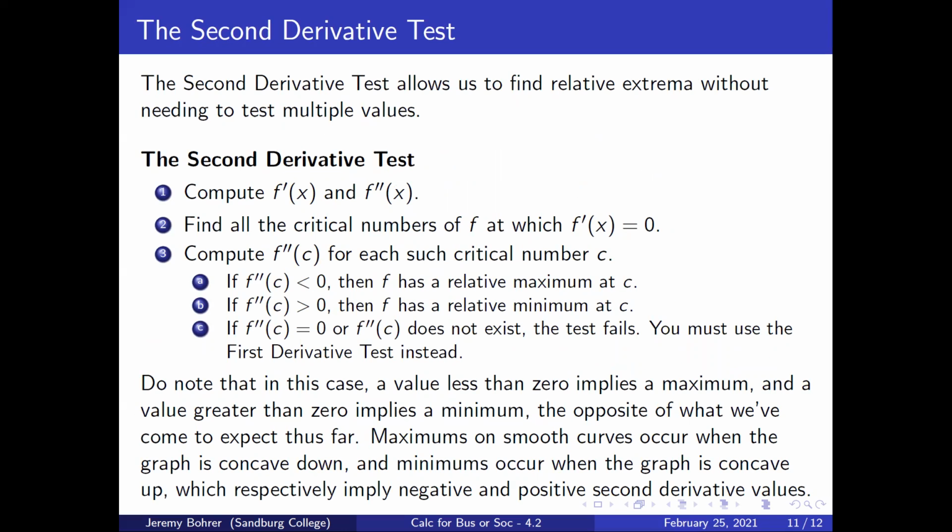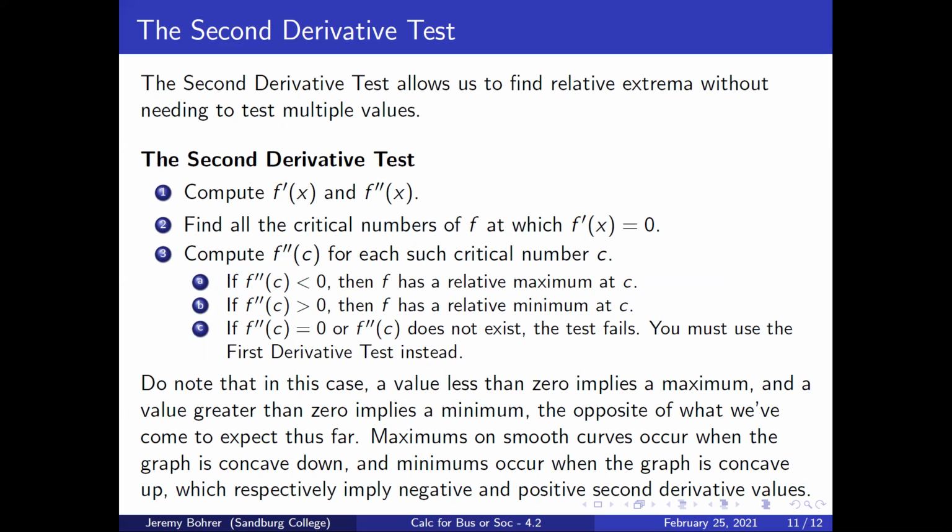The second derivative test allows us to find relative extrema without needing to test multiple values. The second derivative test: compute f prime of x and f double prime of x. Find all the critical numbers of f at which f prime of x equals 0. Compute f double prime of c for each such critical number c. If f double prime of c is less than 0, then f has a relative maximum at c. If f double prime of c is greater than 0, then f has a relative minimum at c. And if f double prime of c equals 0 or f double prime of c does not exist, the test fails. You must use the first derivative test instead.